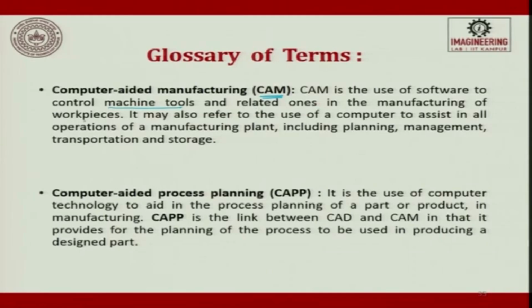For example, in CAM you can draw a component and then generate a G code which can be used by the CNC. It may also refer to the use of a computer to assist in all operations of a manufacturing plant, including planning, management, transportation and storage. So, computer plays a very important role in CAM.